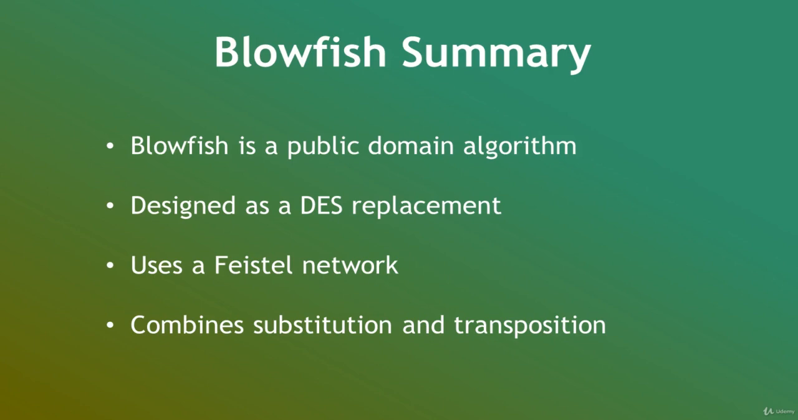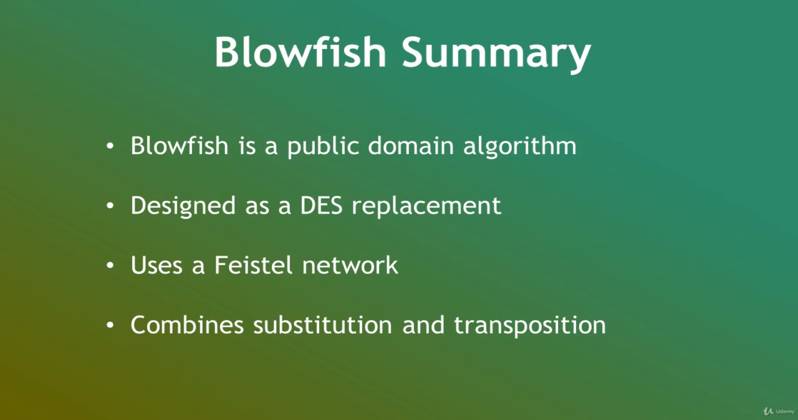Let's quickly summarize Blowfish. Blowfish is a public domain algorithm which was designed originally as a DES replacement. It uses a Feistel network and combines substitution and transposition. Blowfish is one of the fastest block ciphers in widespread use, except when changing keys. Each new key requires pre-processing equivalent to encrypting about 4 kilobytes of text, which is very slow compared to other block ciphers. This prevents its use in certain applications, but is not a problem in others.